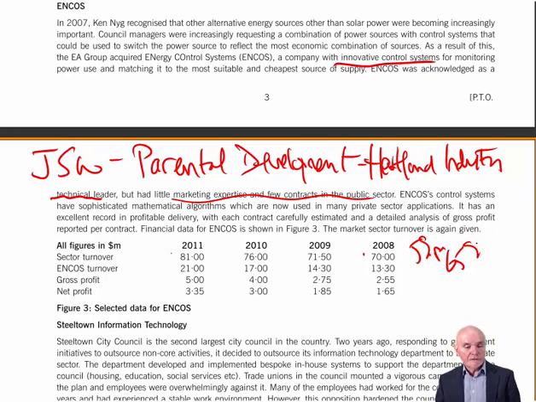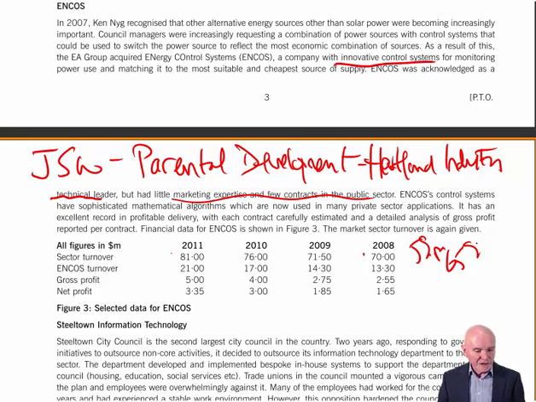Our gross profit has kind of doubled in the 4 years. Our net profit has also about doubled in the 4 years. So this is just an excellent company. It has performed really well indeed. What will we do to it on a BCG portfolio?